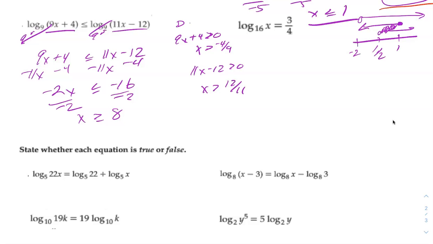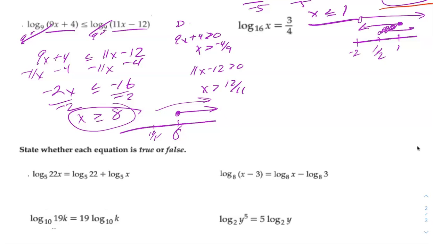So I need all these together. And what's my answer? Well, this one's going to be my answer, right? 8's going that way. All those other ones are smaller than that. It's where they overlap. And they're all going the same direction. So 12 over 11 would be going that way also. Negative 4/9 would be going that way also. So my answer is only where they all overlap, which is just this guy.